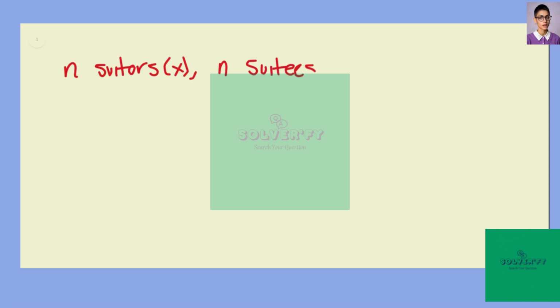And so oftentimes these are written in a romantic setting of partners, but it can be a college and students that it's accepting. Anyone where there's a proposal and an acceptance involved. Okay, so we know that there are both n suitors and n suitees.